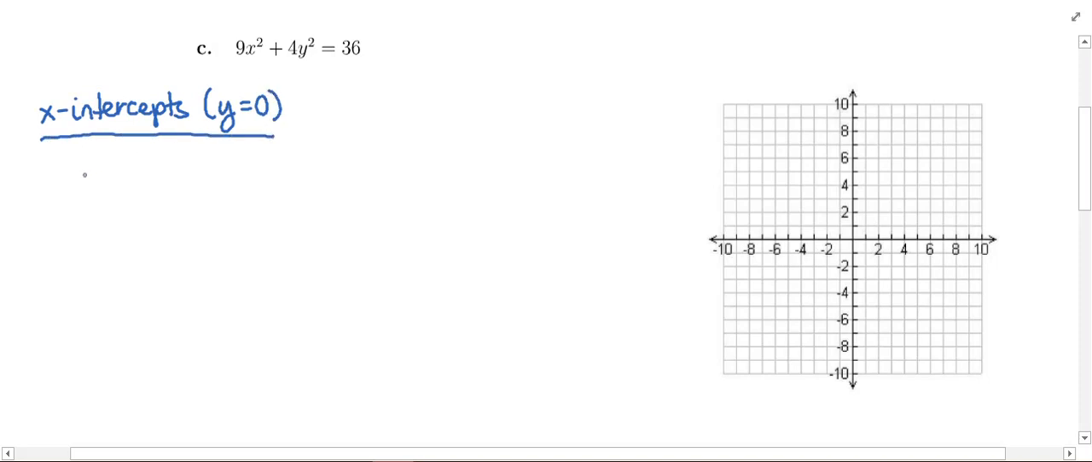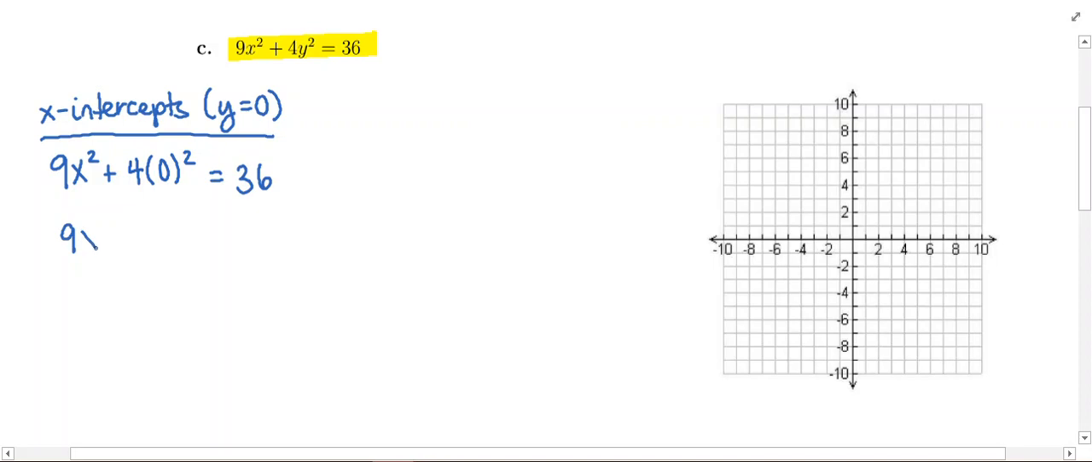for x. So if we do that, here's the original equation. We're going to go there, and everywhere you see a y, we're going to plug in 0 for it. So that's going to give us 9 times x squared plus 4 times, instead of y squared, y is 0, so we're going to get 0 squared is equal to 36. All right, so now we need to solve this for x.